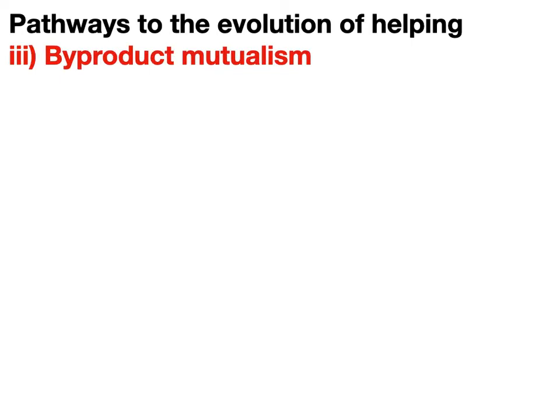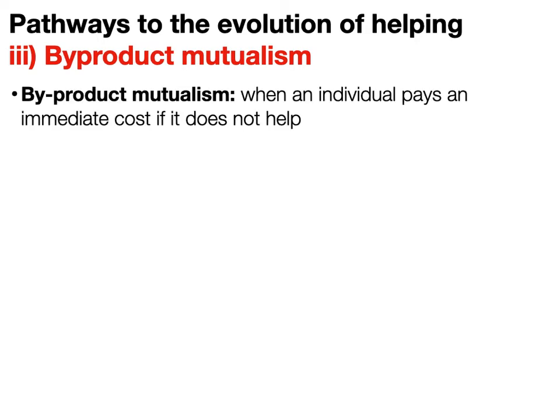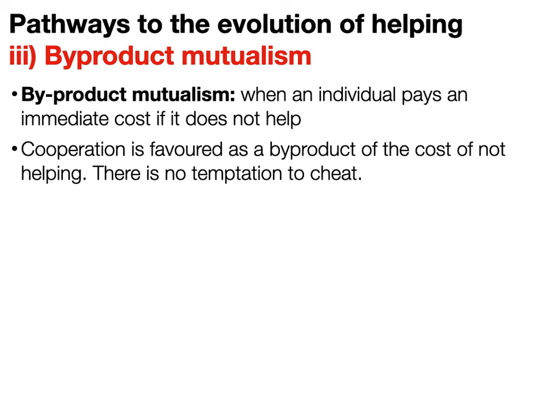Okay, on to the third of four pathways to the evolution of helping. We've completed reciprocity now. The third pathway is called byproduct mutualism. Byproduct mutualism is when an individual would pay a cost right away if it did not help. Another way to look at this is that it looks like cooperation, but actually it's not, because it's cooperation being favored as a byproduct of the cost of not helping. So in other words, there's no temptation to cheat or to defect.